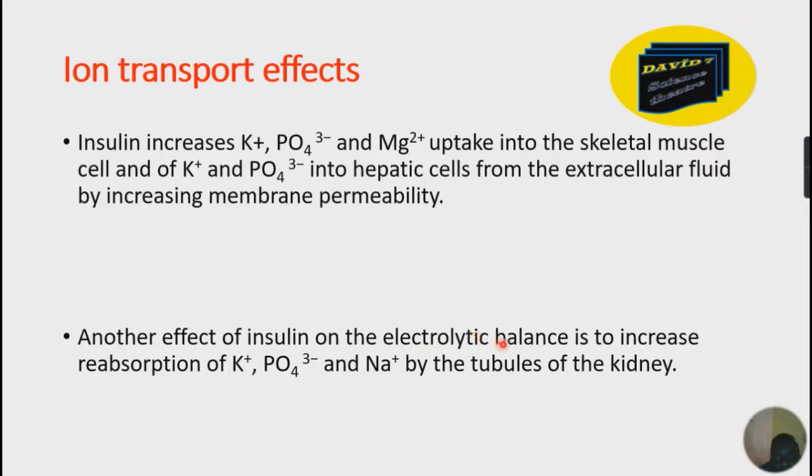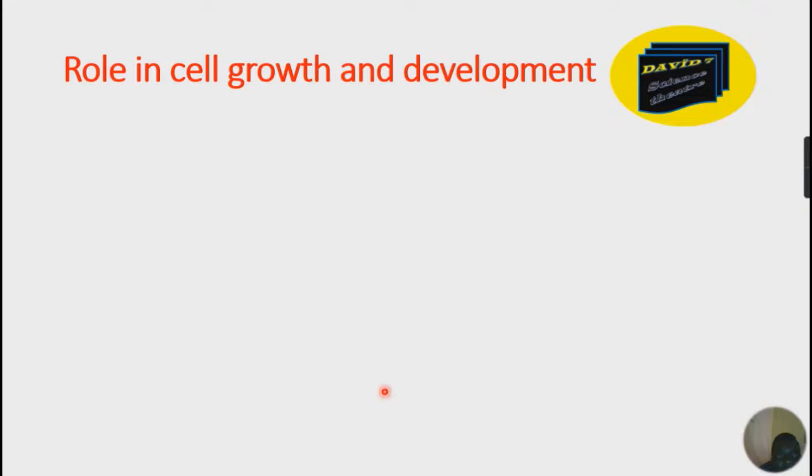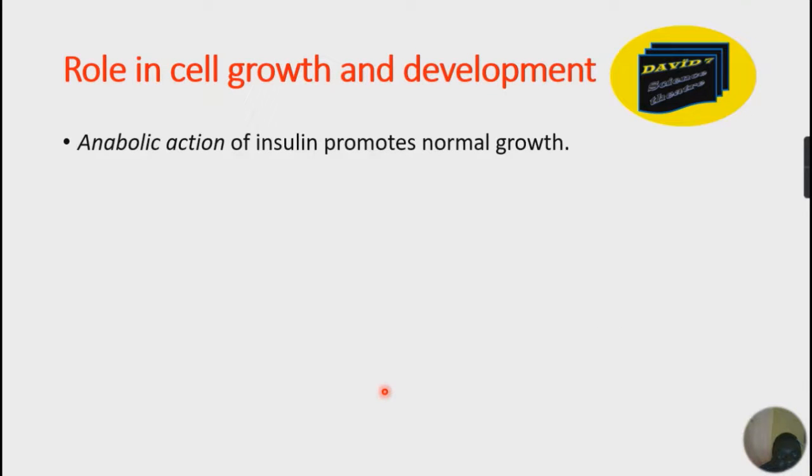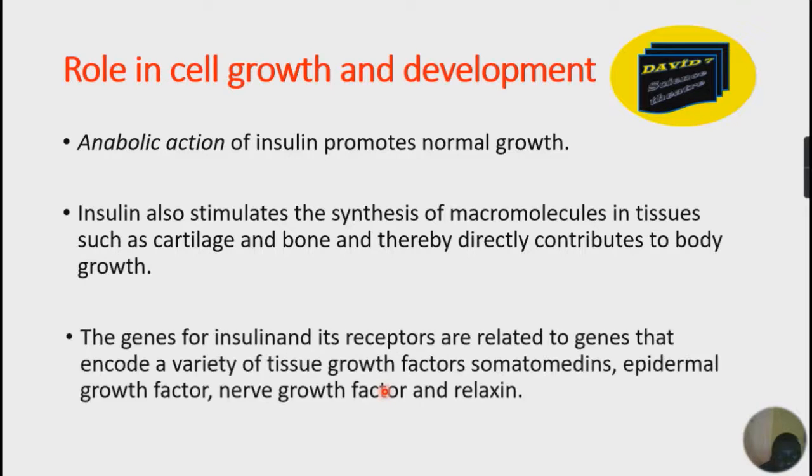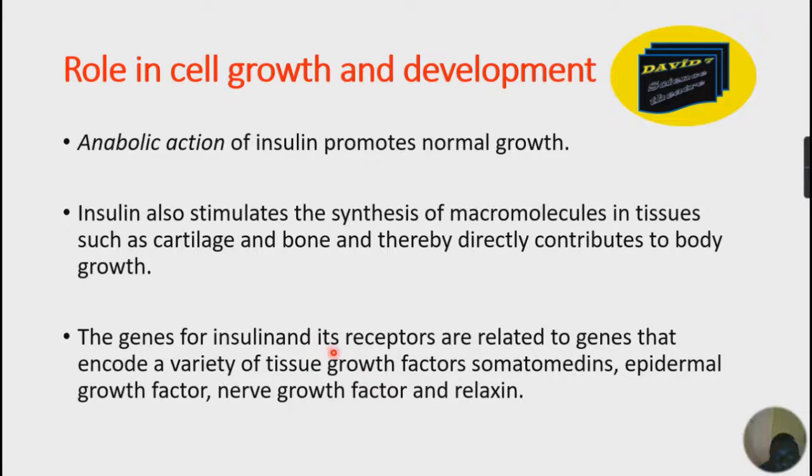Another effect of insulin on the electrolyte balance is to increase reabsorption of potassium, phosphate, and sodium by the tubules of the kidney. Role in cell growth and development. It has an anabolic action which promotes normal growth. Insulin stimulates synthesis of macromolecules in tissues such as cartilage and bone, and thereby directly contributes to body growth. The genes for insulin and its receptors are related to genes that encode a variety of tissue growth factors, which are IGFs, epidermal growth factor, nerve growth factor, and relaxin.